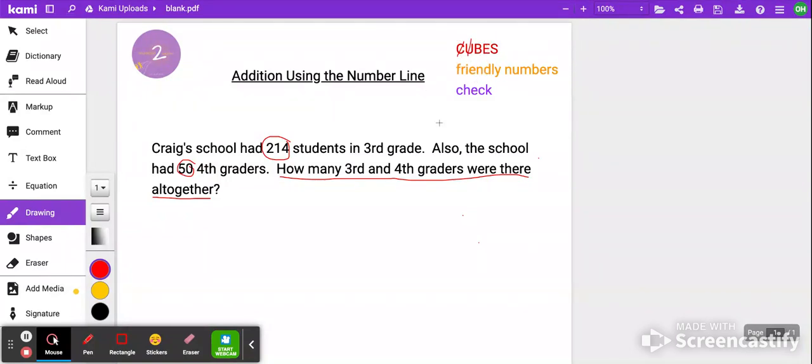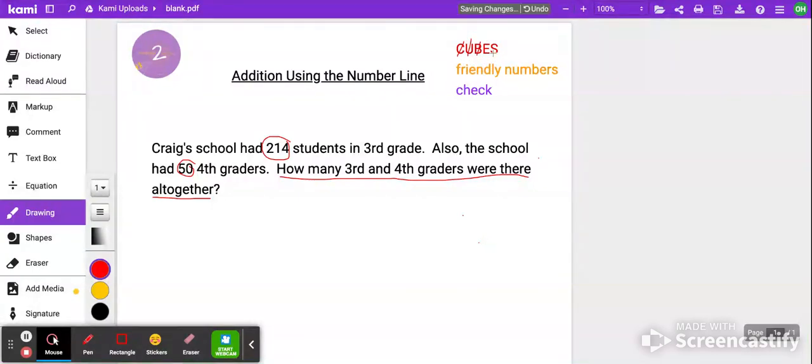Now we're going to B. The letter B stands for box the action word. So let's see if we have any action words here. It says Craig's school had 214 students in third grade. Also, the school had 50 fourth graders. How many third and fourth graders were there altogether? I don't particularly see any action words that tell us to do something, so I'm going to go ahead and line through that.